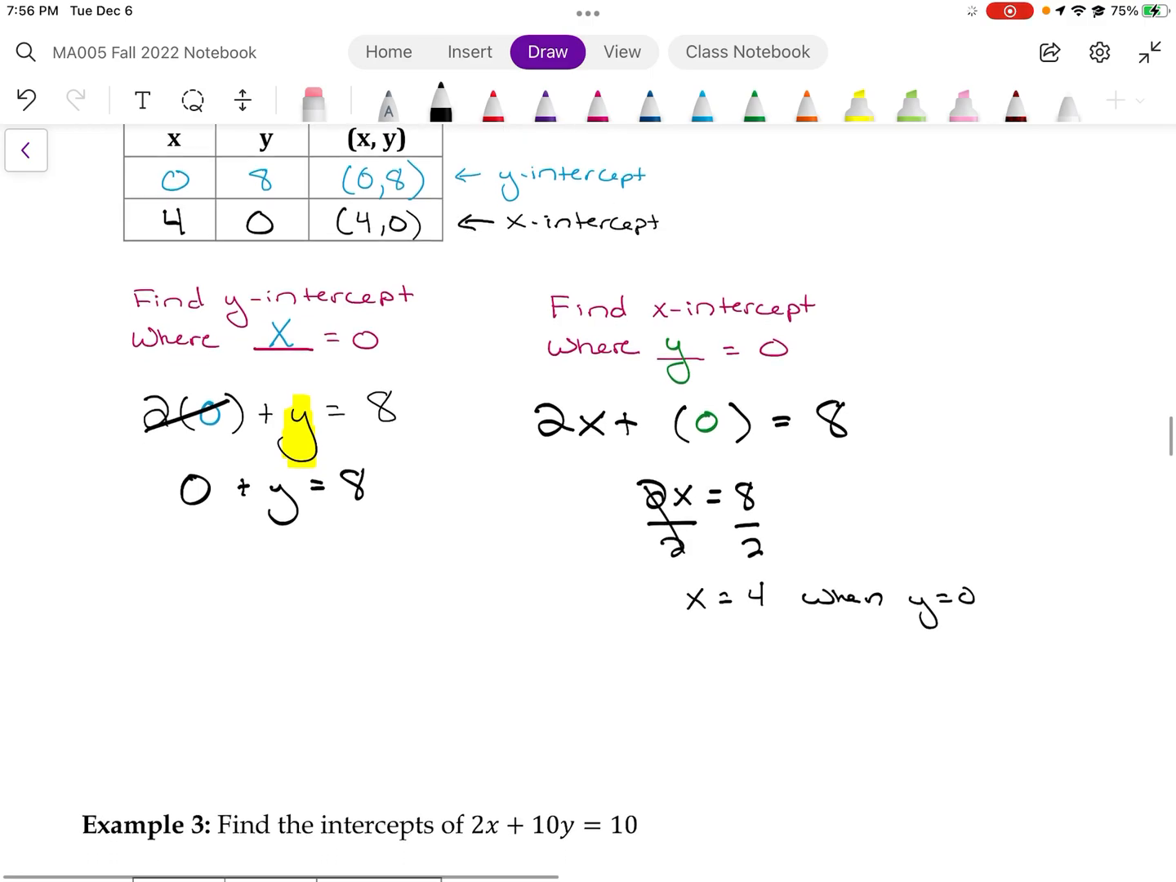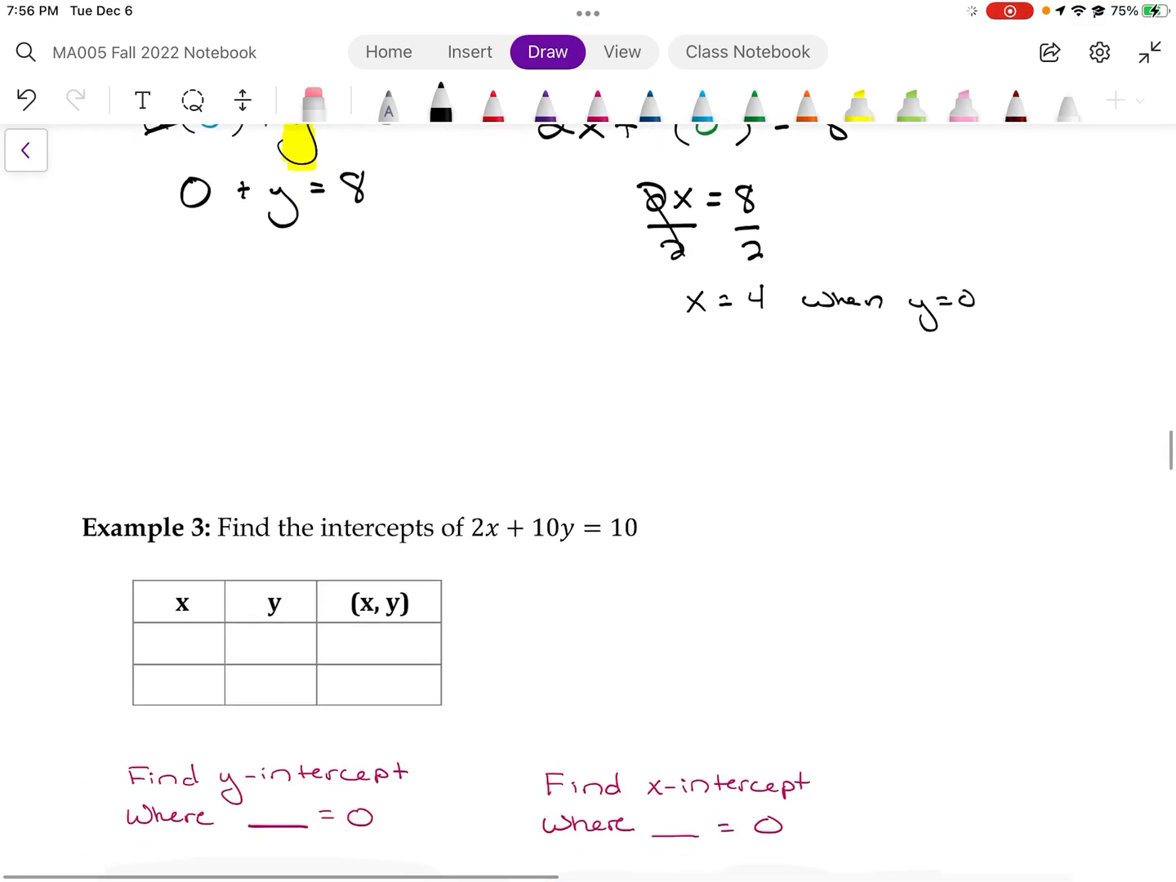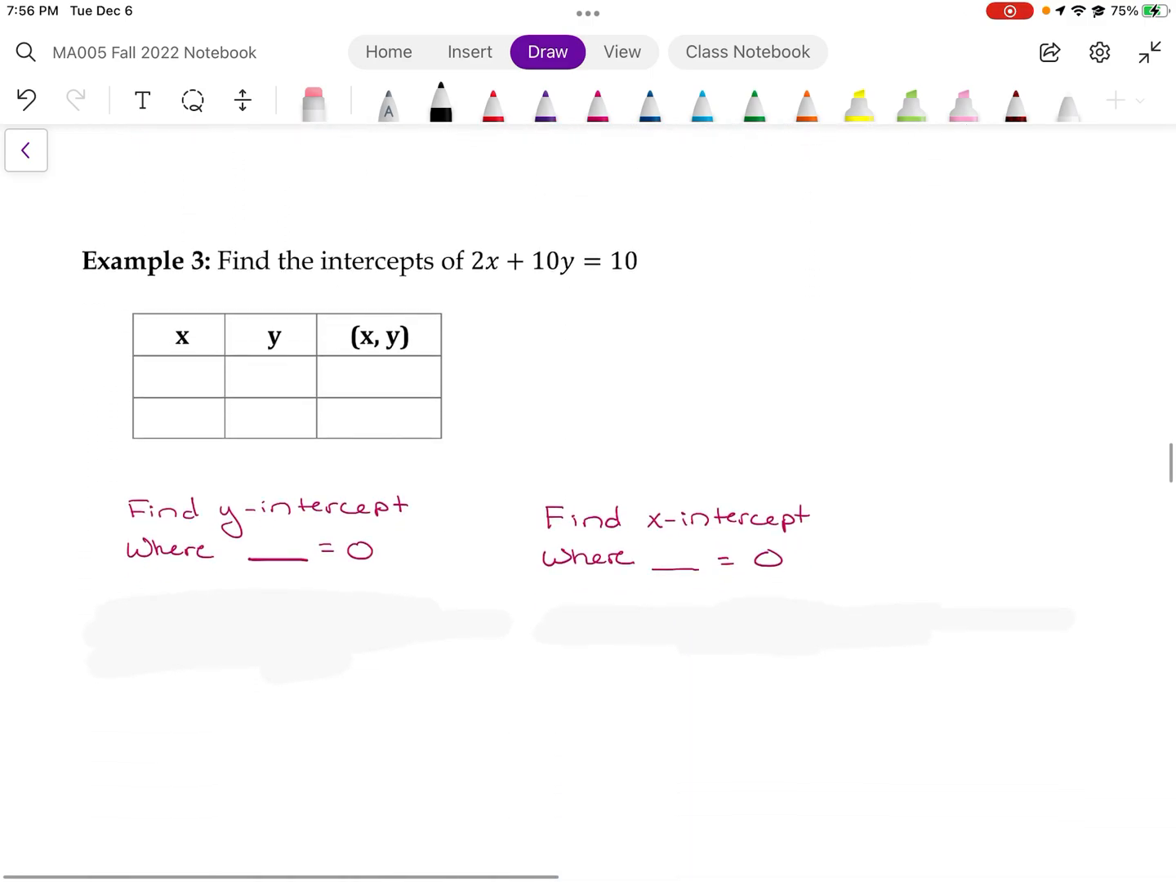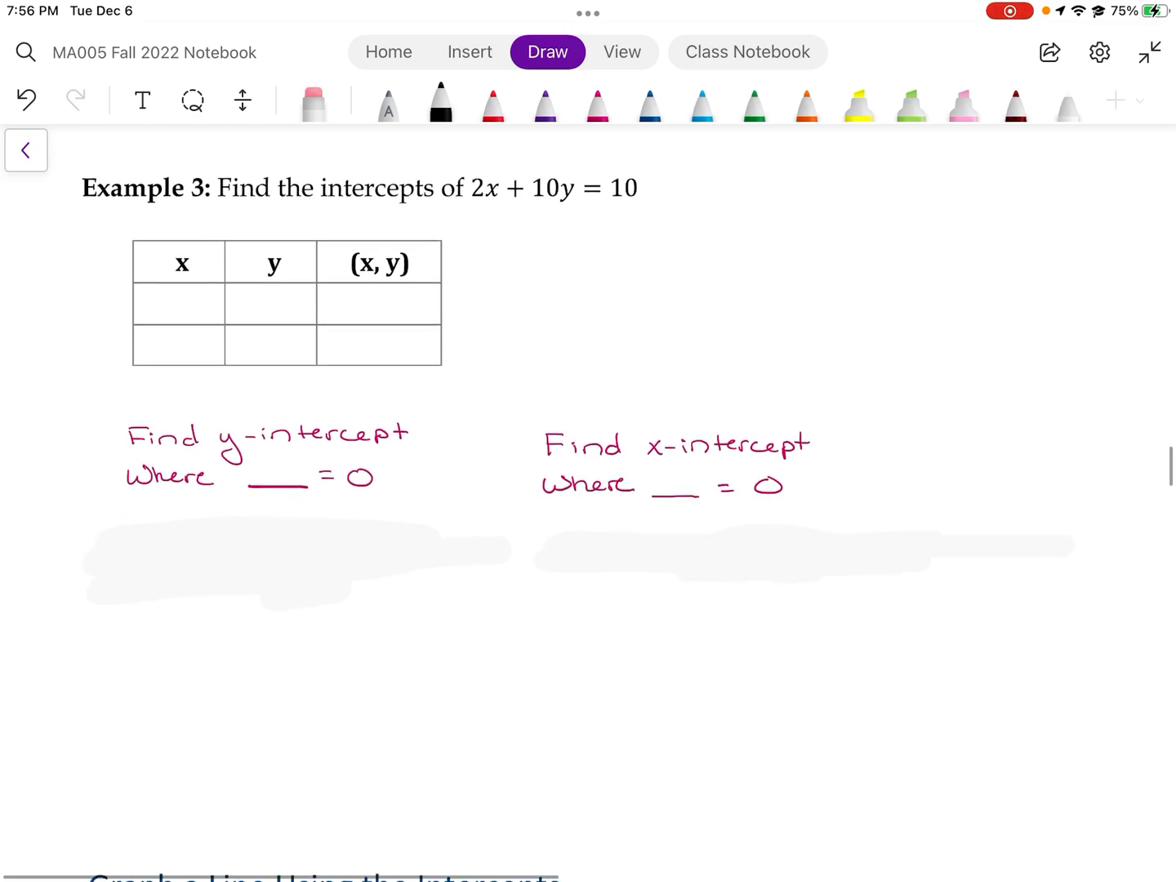Okay, so try this again. You try it this time. Pause the video and do it all by yourself. Okay, so find the intercepts of this equation, 2x plus 10y equals 10. So find the y-intercept. That happens where x equals 0. We're going to have to find y.